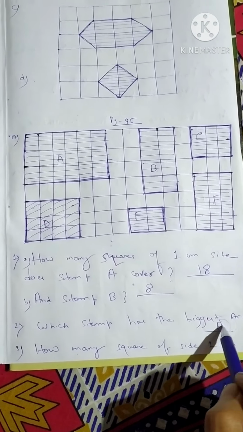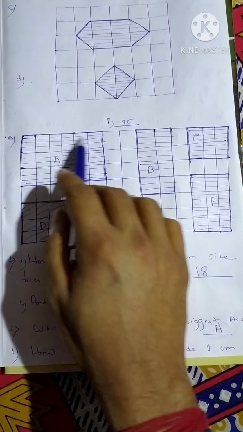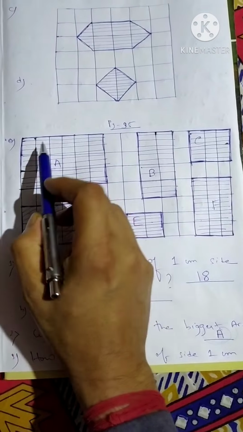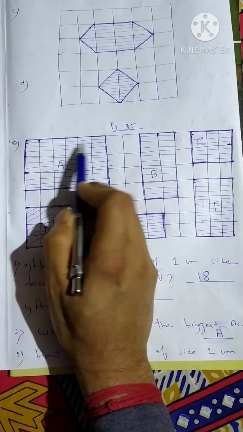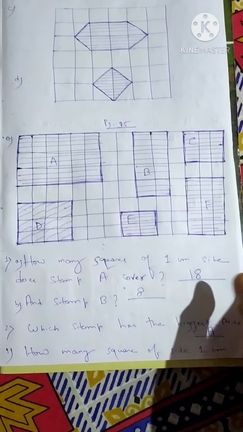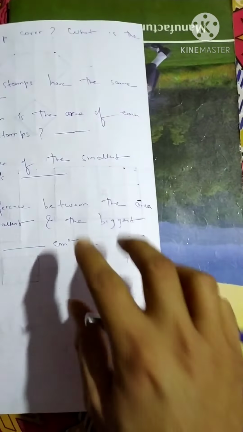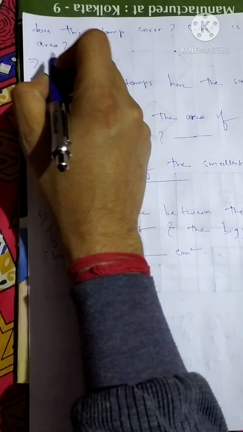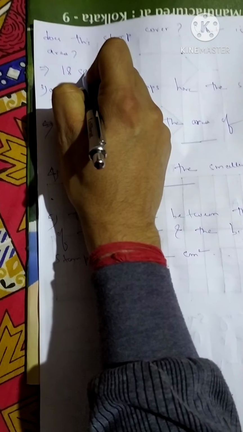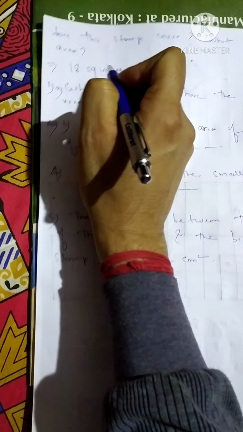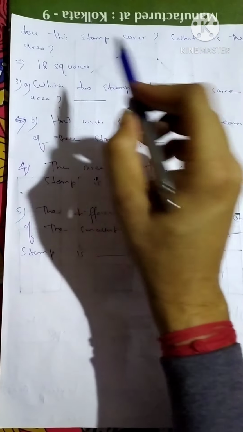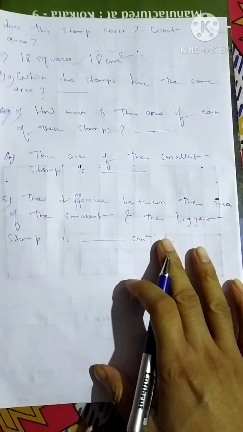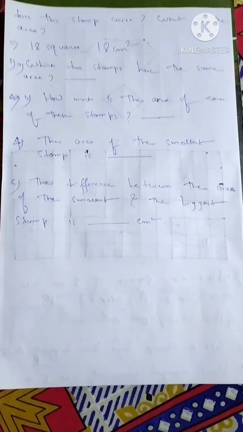How many squares of side 1 centimeter does this stamp cover? This means stamp A. So how many squares? If you calculate, it's 18. And what is the area? 18 centimeters square, because each square is 1 centimeter square. Total 18 squares are there, so the area will be 18. So your answer will be 18 squares. And what is the area? The area will be 18 centimeters square. Okay.